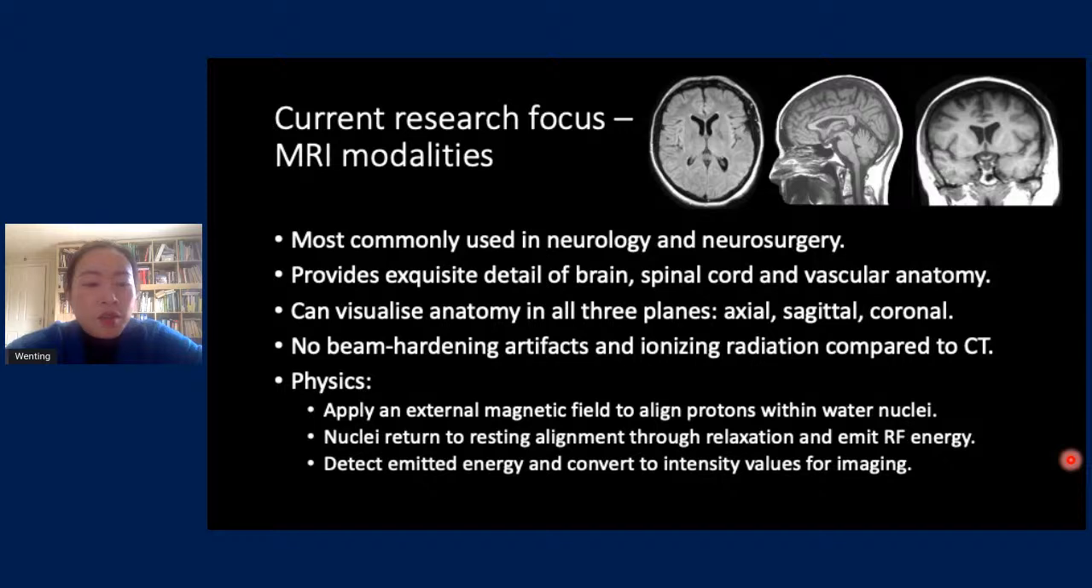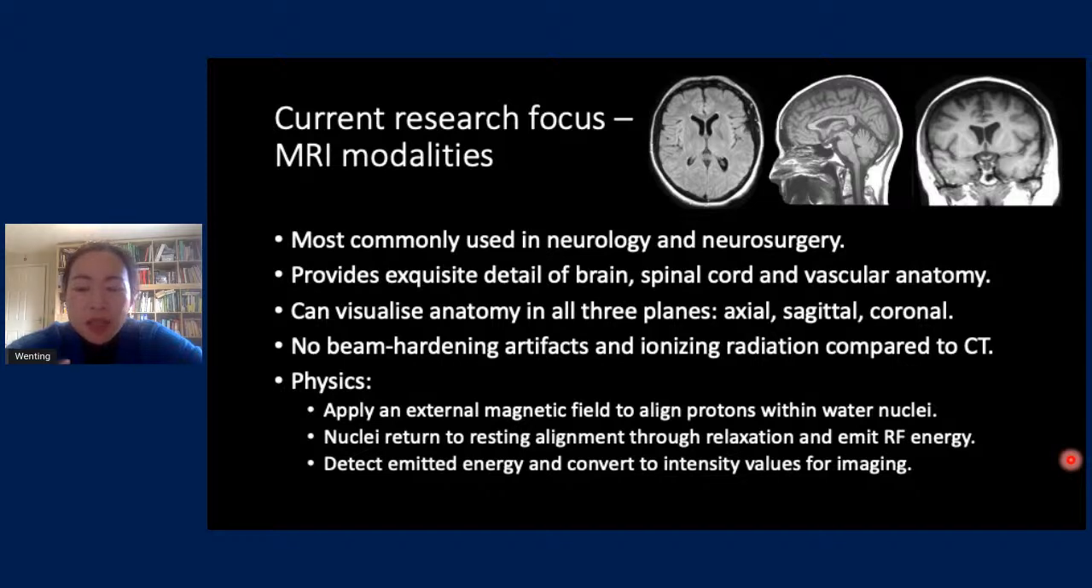In terms of the physics involved with MRI, we would like to introduce it because there are several aspects of the parameters used in MRI that lead to the different modalities included in this type of imaging. MRI is based on the magnetization properties of atomic nuclei. First of all, you apply a powerful uniform external magnetic field to align the protons within the water liquid of the tissue being examined.